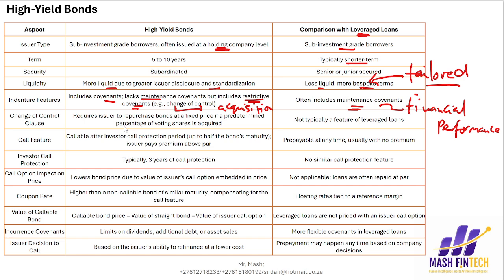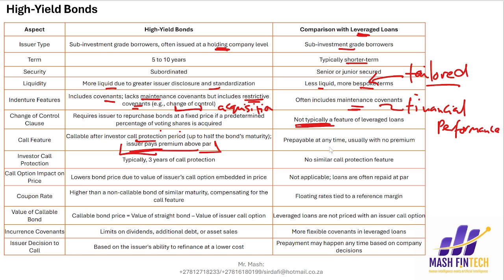Change of control clause. In high yield bonds, they require the issuer to repurchase bonds at a fixed price if a predetermined percentage of voting shares is acquired. Change of control is not a typical feature of leveraged loans. And in terms of callability, high yield bonds come almost all the time with a call option. The call protection period is up to half of the bond's maturity, and the issuer pays a premium above par.